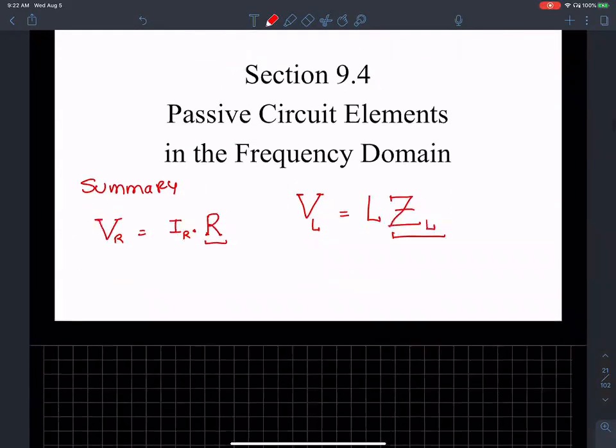So let's look at VC in the frequency domain. You know, I is C dV by dt, okay? And then V would be 1 over C integral of I, okay? In the time domain. In the frequency domain, VC equals IC times ZC, okay? Or did I say it wrong? IC. Sorry about that. So it's IC.